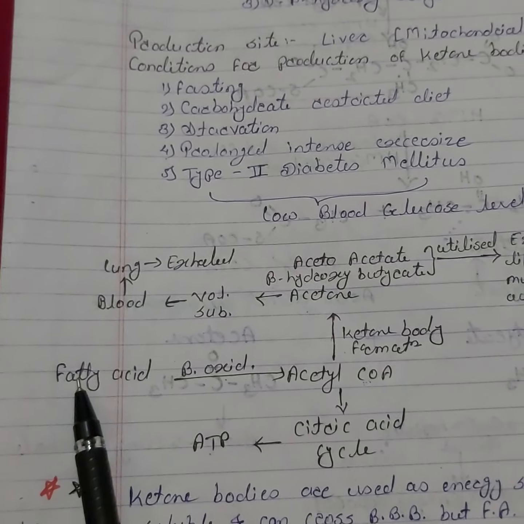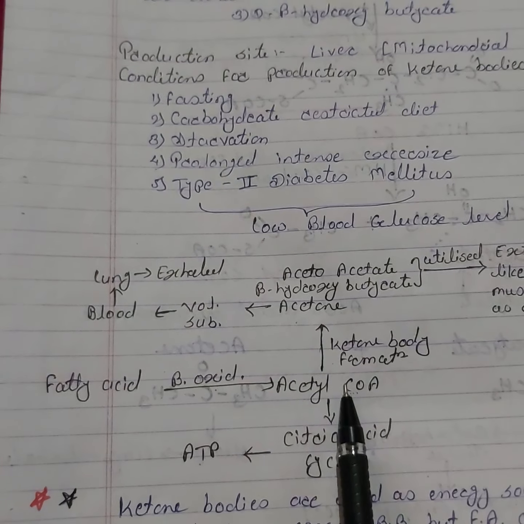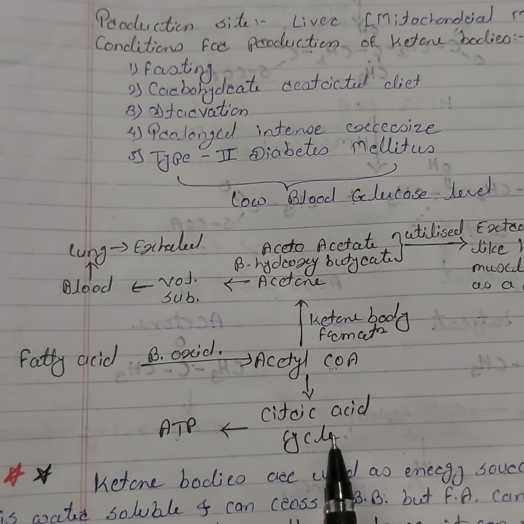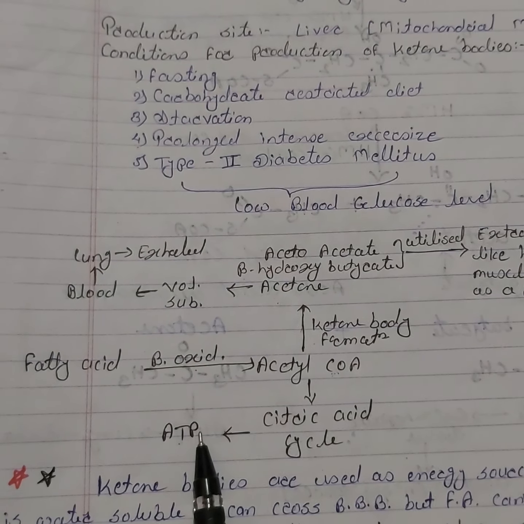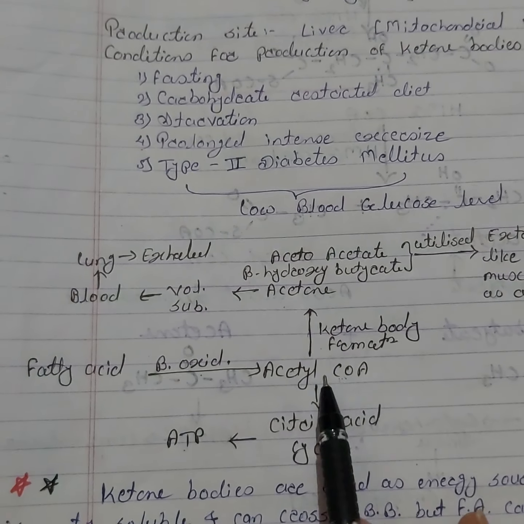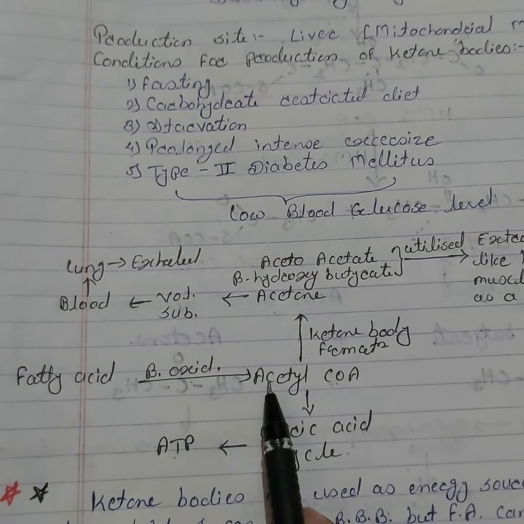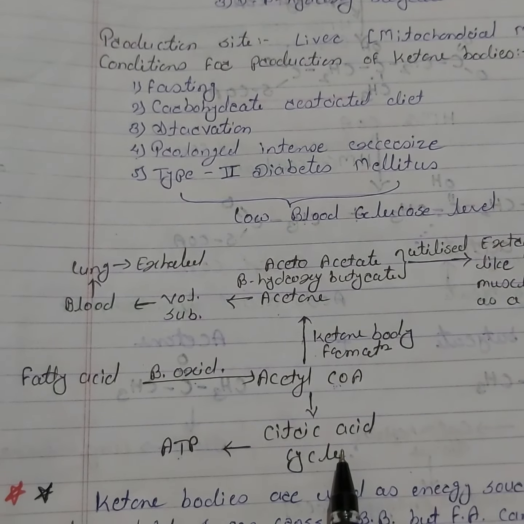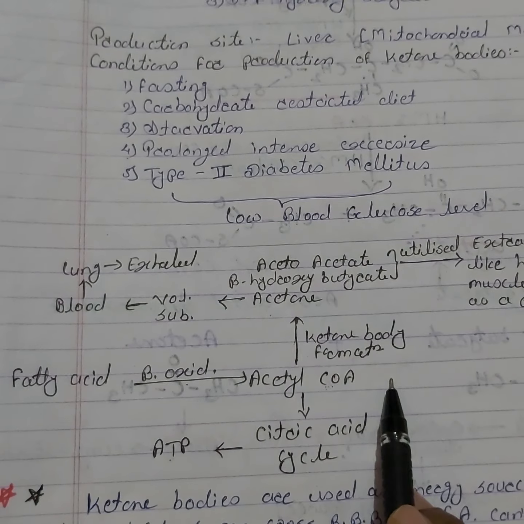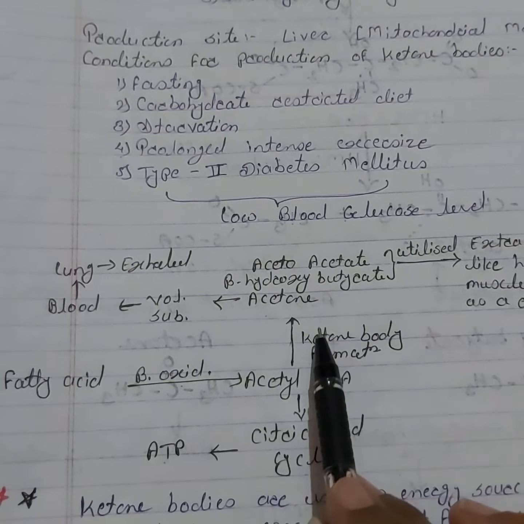For this, the body will start the beta oxidation of fatty acids and get molecules of acetyl coenzyme A. This acetyl coenzyme A will enter the citric acid cycle, and from there it can produce ATP. Otherwise, when acetyl coenzyme A is produced in higher quantity, all the molecules cannot enter the citric acid cycle. Hence, the remaining acetyl coenzyme A will enter the process of formation of ketone bodies, and from there they will get these three molecules.